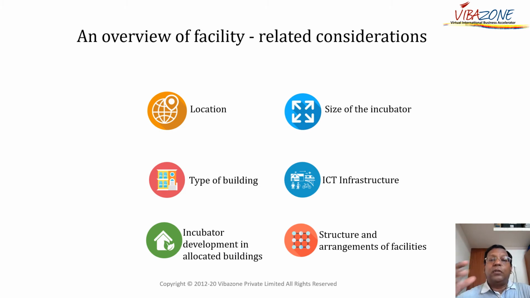Now, you're ready to look for a facility. So you need to locate, even within your own school or college, you still need to locate. Then you need to decide the size. You can start small, but you should always know how you can expand. And what type of building are you going to use? What is the ICT infrastructure? The incubator development in a located building, and the structure and arrangement of the facilities within the incubator. So this is the overall view of your facility that you need to consider.